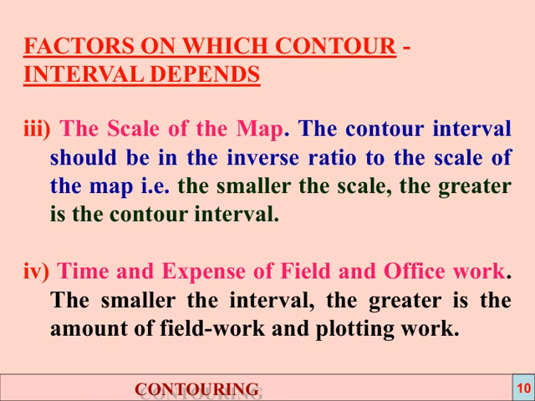Next, we need to consider the time and expense involved in both field and office work. If we choose a smaller contour interval, it means more detailed data collection in the field, more survey points, and more plotting work in the office. This increases the time and cost of the entire process. So, it's a balance. While smaller intervals give more detail, they also require more effort and resources.